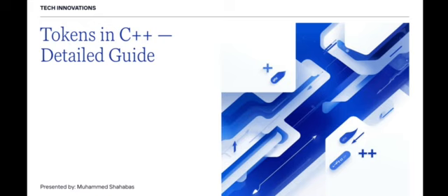Tokens in C++ are the smallest yet most important parts of a C++ program. Think of tokens as the alphabet of programming. Without them, no code can exist. In this short seminar, I'll walk you through the different types of tokens, how they work, and why understanding them makes you a better programmer.